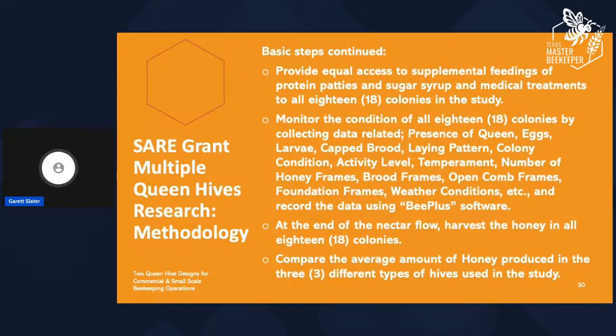I monitored the condition of all 18 colonies, and I can show you on my iPad. I used a great software called B+. And I went through and monitored for the presence of eggs, the queen, the larva, capped brood, laying pattern, colony condition, activity level, temperament. And I actually went through and did a frame-by-frame count in these colonies to track brood frames, honey frames, open frames, and frames that were just comb. And then at the end of the nectar flow, I harvested all honey from all 18 colonies, and then did a comparison of the average amount of honey produced by the 3 different colony types.